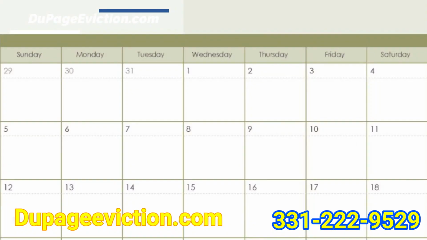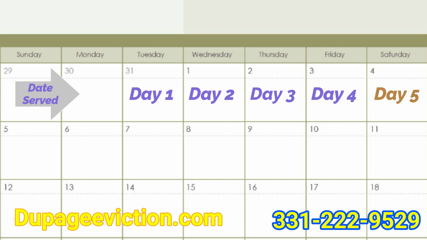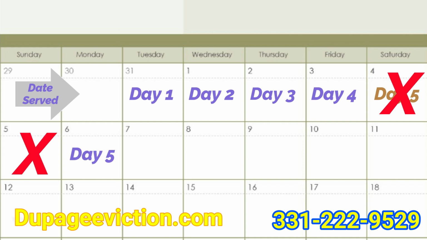Here's an example with a calendar. We're going to assume you served the 5-day on Monday, which would make Tuesday the first day of the 5 days. Wednesday would be day 2. Thursday would be day 3. Friday would be day 4. And Saturday would theoretically be day 5. Because it's a Saturday, you have to go to the next business day. Sunday doesn't count, so Monday would actually be the 5th day for the tenant to pay rent. After Monday at midnight, then you can file the lawsuit.